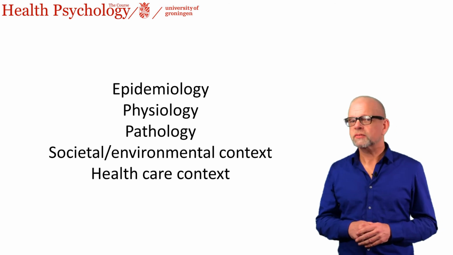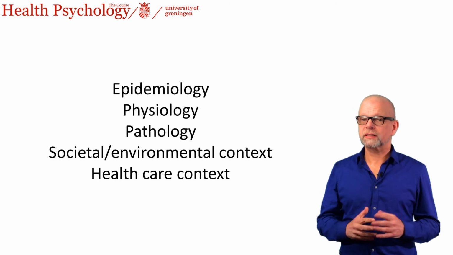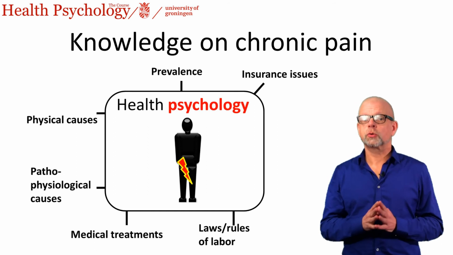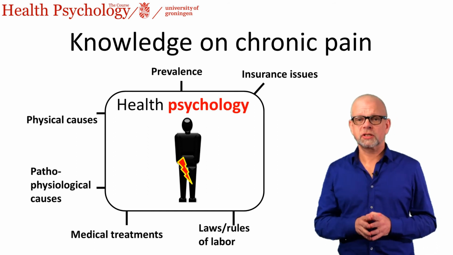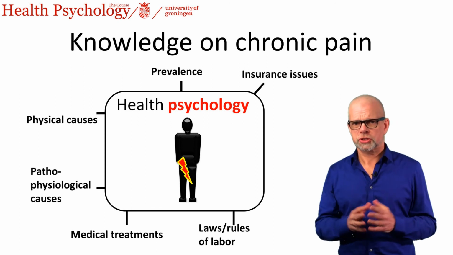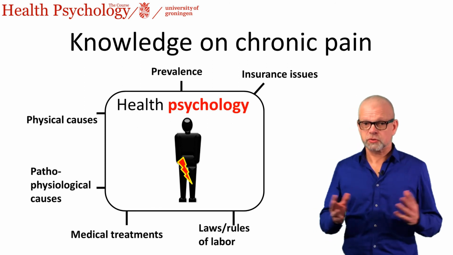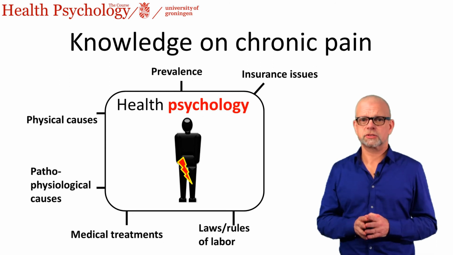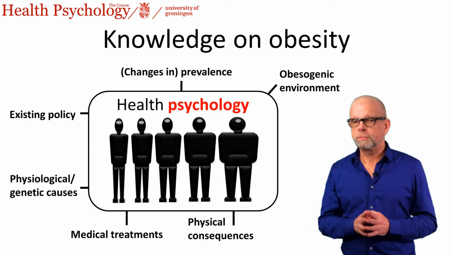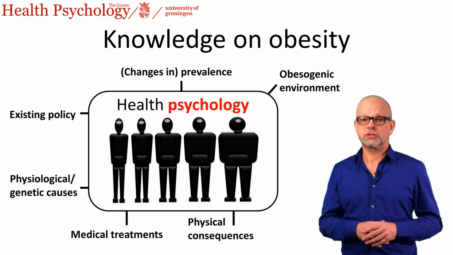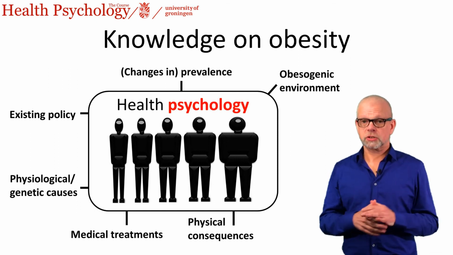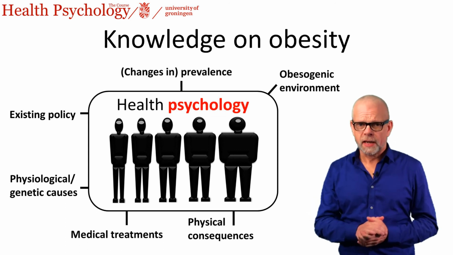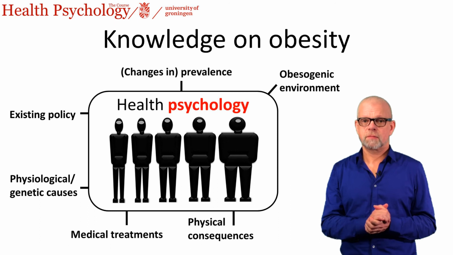In practice, it is not necessary to know all of these areas, but one can zoom into an area when needed. For example, when getting to work with chronic pain patients, one can study the prevalence of chronic pain, the physical causes of it, the availability of medical treatments, the pathophysiological mechanisms, and the laws, rules, and assurance consequences. And when getting to work with obese patients, the precise definitions of obesity, the epidemiology, the physical consequences, how people can get obese, the contemporary physical environment, and the medical treatment as solution can be studied.